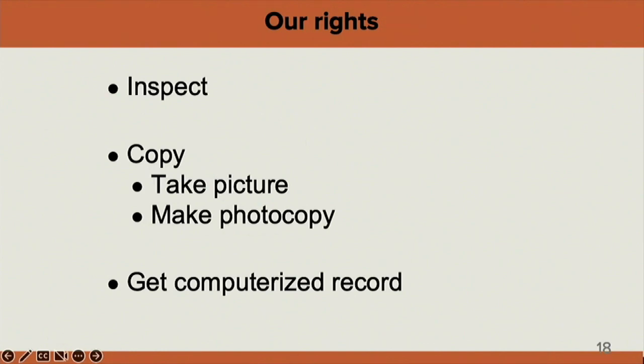And we can inspect. Then we can also make copies. Sometimes you could take your smartphone out and take a picture. They don't like that sometimes, so you can always make a photocopy, and open records laws all have guidelines about how much a photocopy should cost. And then we also have rights under these laws to get computerized records specifically.